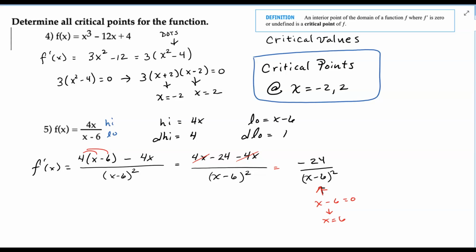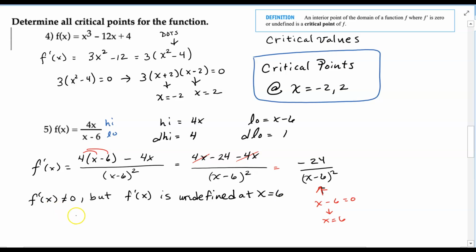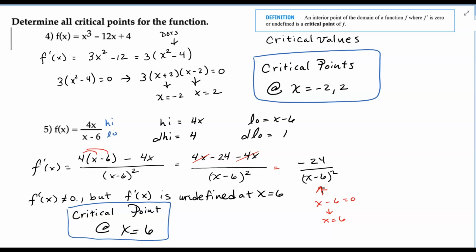All right, so what we can say is that I can make this statement: f prime of x is not equal to 0, but f prime of x is undefined at x equals 6. So we can say we have a critical point at the value x equals 6. And that is what we will jot down for this problem. Okay, so remember, important part here is that a critical point is wherever the derivative equals 0 or wherever the derivative happens to be undefined.